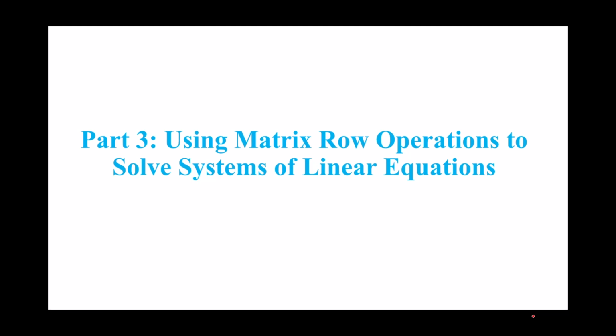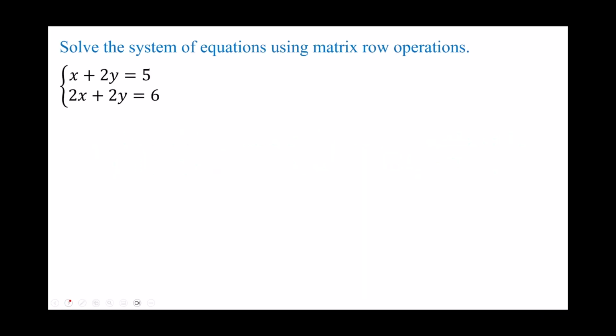Part 3, Using Matrix Row Operations to Solve Systems of Linear Equations. Solve the system of equations using matrix row operations. We have x plus 2y equals 5 and 2x plus 2y equals 6.